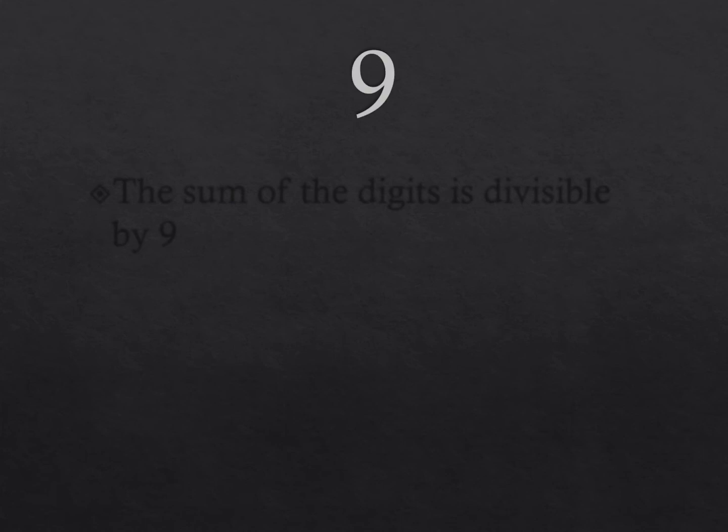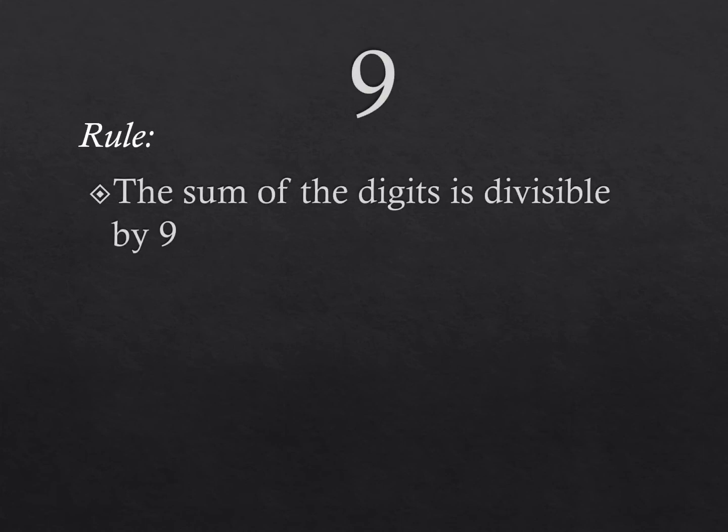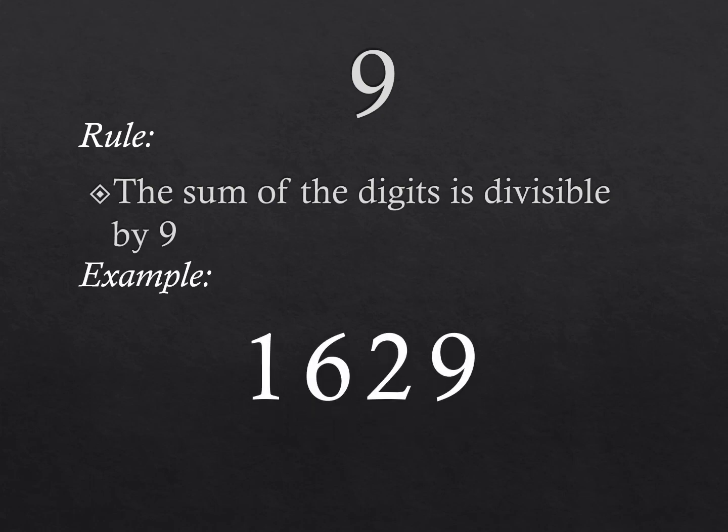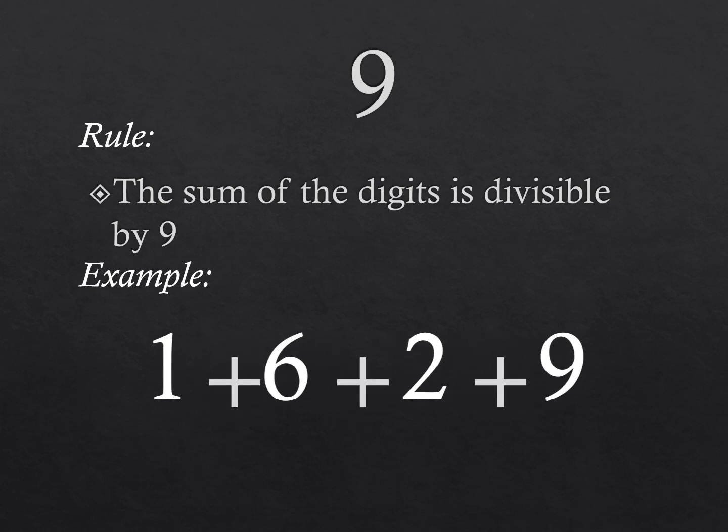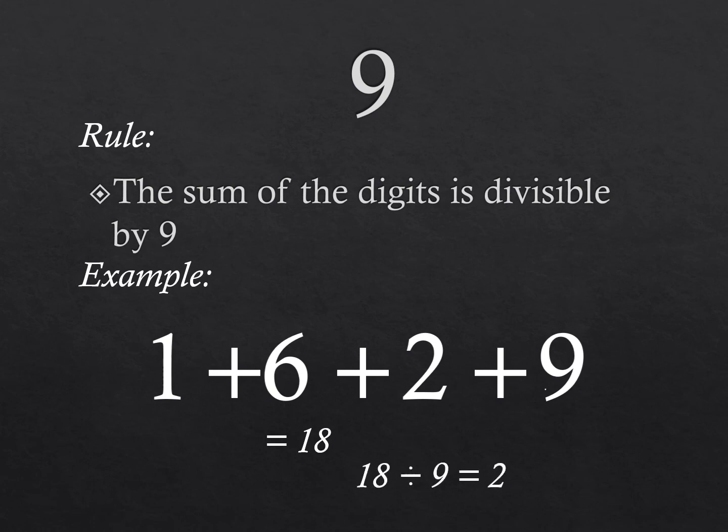The divisibility test rule for 9. Here again, it is somewhat similar to 3. The sum of the digits is divisible by 9. Like for the divisibility test rule for 3, what we discussed was that the sum of the digits has to be divisible by 3, whereas in case of 9, the sum of the digits has to be divisible by 9. For example, if I have got 1629, we will add all the digits of this number. After adding it up, we are getting 18. Since 18 is divisible by 9, it means that this number 1629 is also divisible by 9.